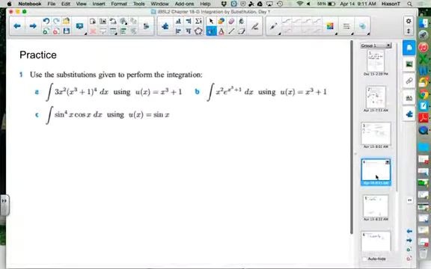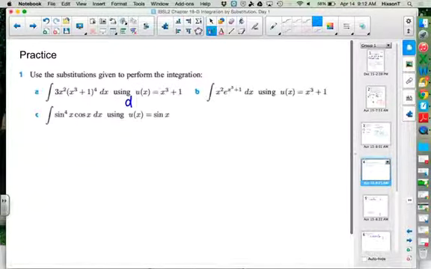All right, let's try a couple others. Here's three we'll do. You'll notice they tell us what the inner function is. They tell us what that u is. So let's practice a little bit. That's u.